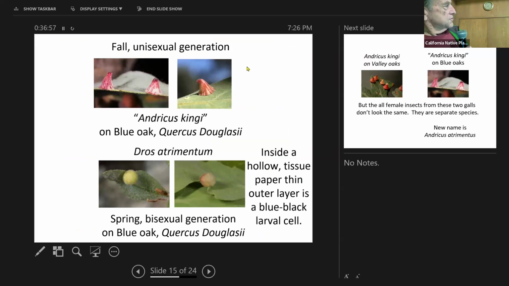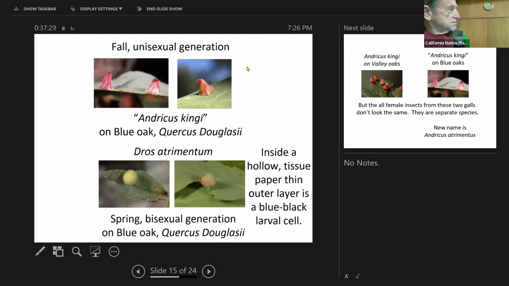Here's one that used to be called Andricus kingi, but it's on the blue oak. It looked enough like the ones on the valley oaks that people said there's probably just a little bit of variation because of the host differences. Well, I got around to rearing out the insects and looking at them, and the two insects that came out of these two different kinds of conical galls were not the same thing.